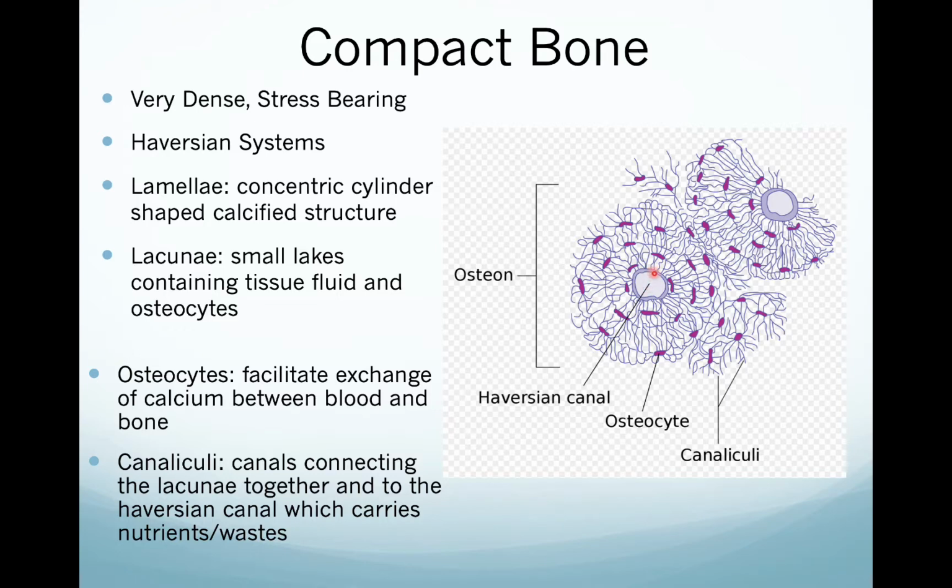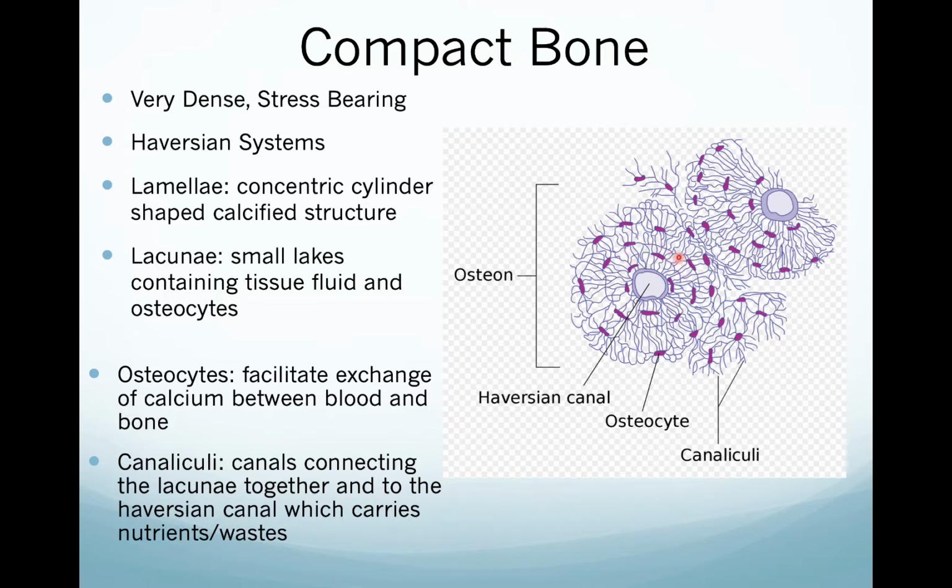You have these purple lake-like structures. These are called lacuna. That word is here. Lacuna are full of osteocytes. This is where your osteocytes are found. And then you have lamellae. Those are these concentric circles. They kind of go around in a circular pattern.